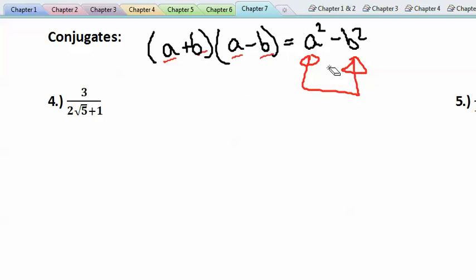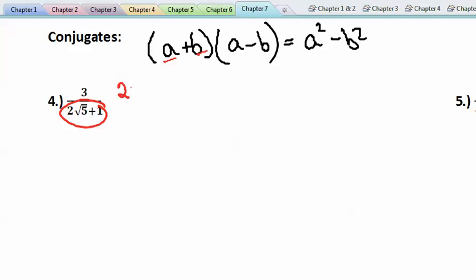Now, how does this help us with binomials or conjugates and rationalizing them? Well, because not everything has a monomial in the denominator. Some have binomials. If we're trying to get rid of a radical that has a binomial, you're going to use the conjugate. So what you're going to do is look at the denominator and take the conjugate of it. So in this case, it would be 2 square root of 5 minus 1. And I do that for numerator and denominator, because really what I want to do is be multiplying by 1. That's what that is right there.